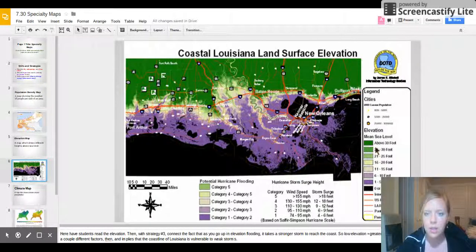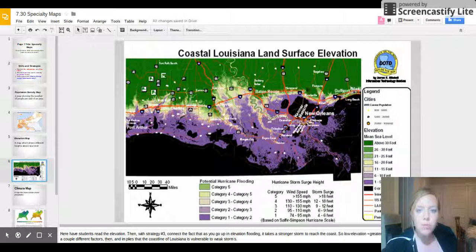So green is above 30 feet in elevation, and then as it gets lighter green and then into light purple and then dark purple, it gets lower and lower. So lighter purple is 6 to 10 feet, dark purple is 1 to 5 feet, and then 0 or lower. As you can see, New Orleans is 1 to 5 feet above sea level.